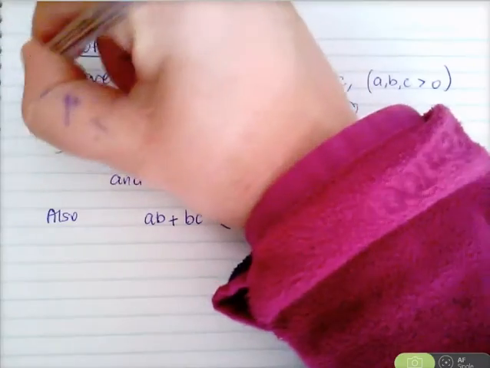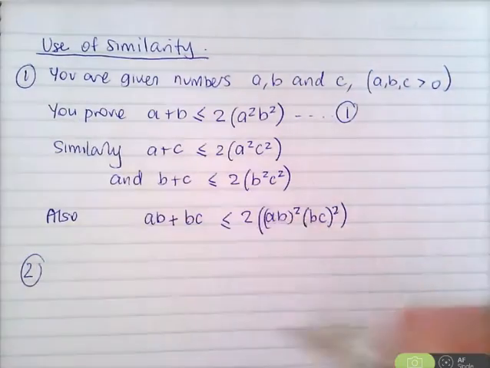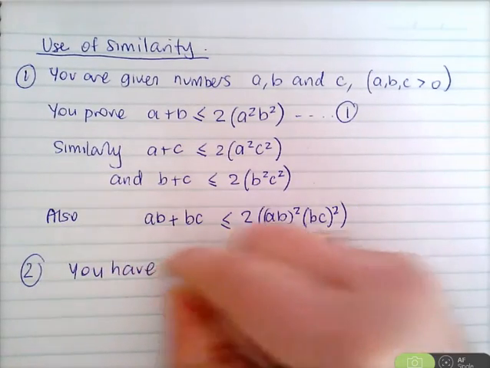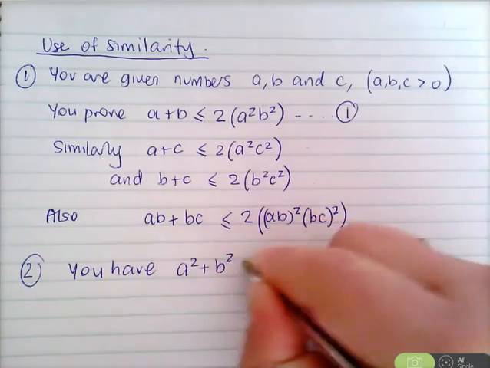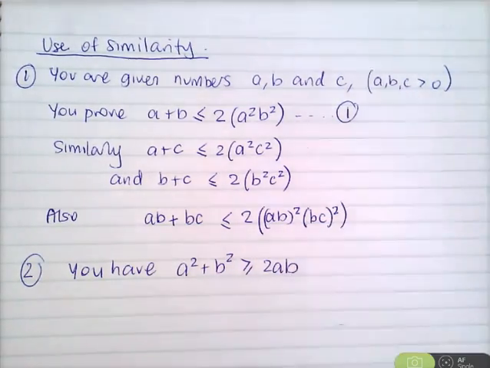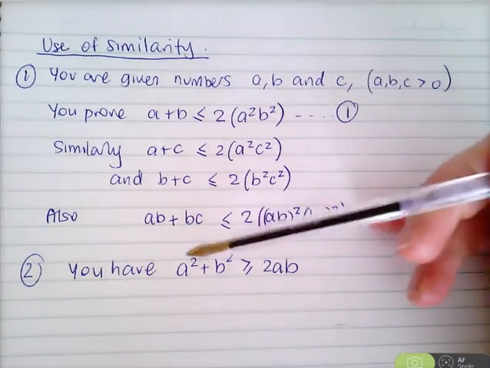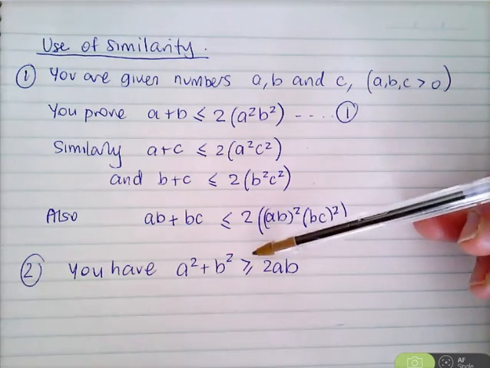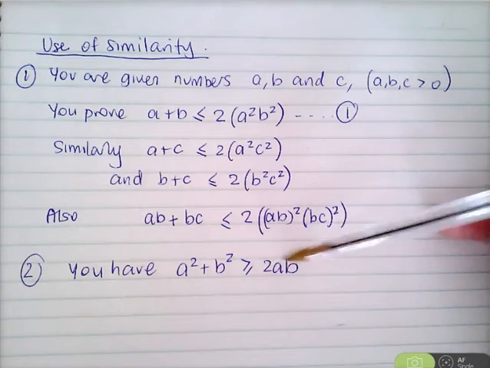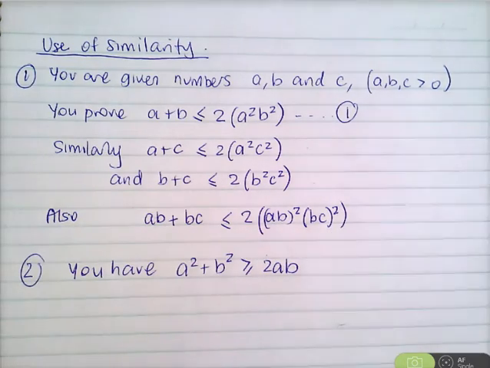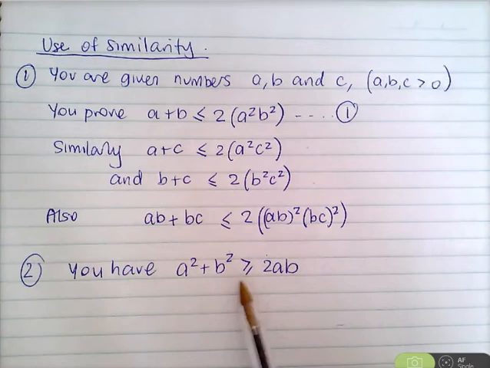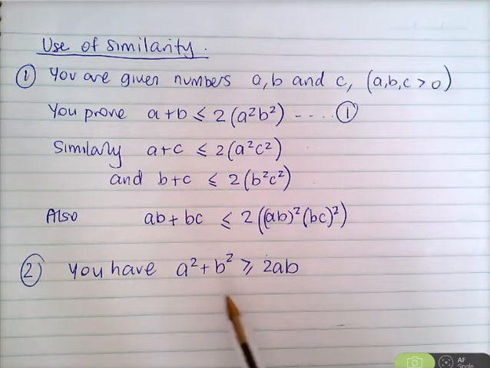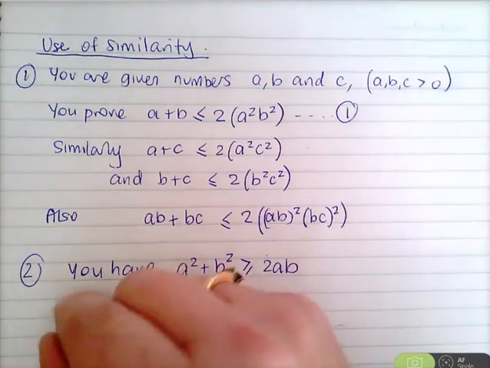Okay, now that's one use of similarity. Just looking at another use of similarity. Let's say you have this inequality, a squared plus b squared is greater than or equal to 2ab. If we read this, this is the sum of two numbers squared is greater than or equal to the double of their product. So I can just write that down.